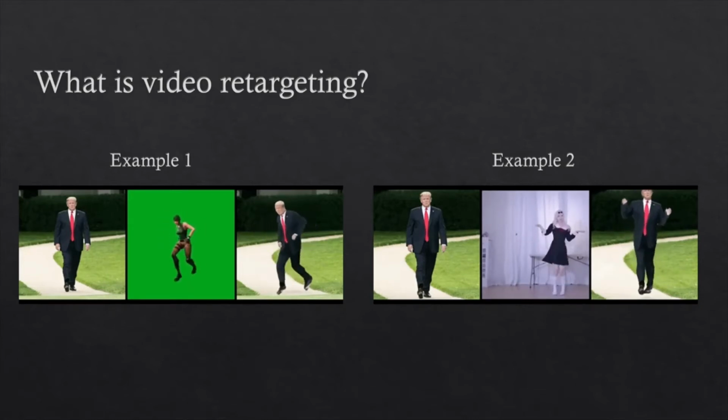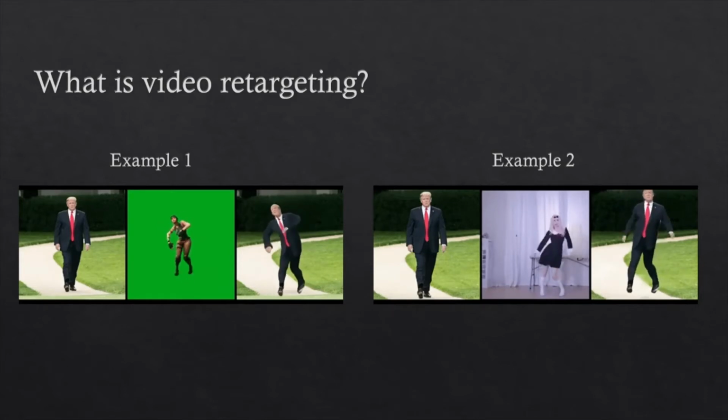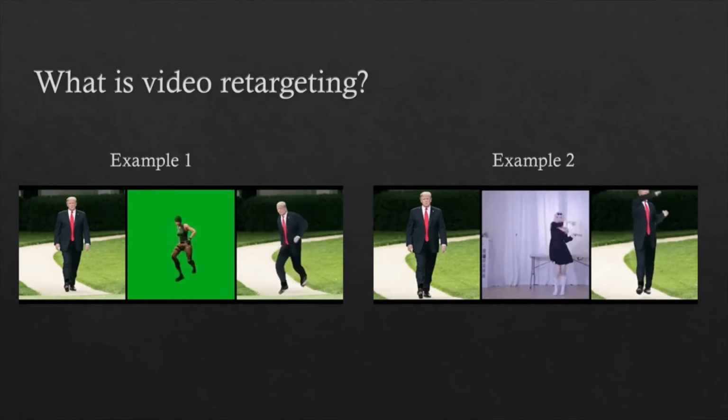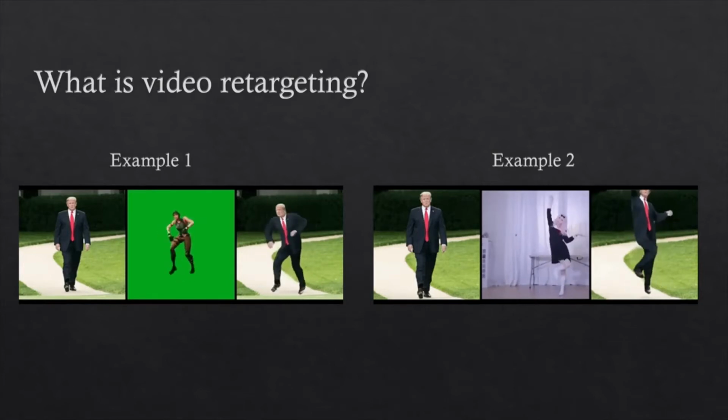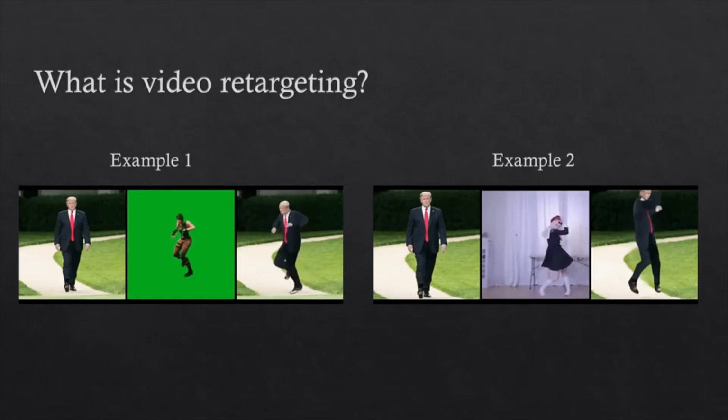On the left, you have a source video of a cartoon character from Fortnite. On the right, you have a source video of an anime dancing character. These two source videos are retargeted onto a picture of Donald Trump where he exhibits the same human dance moves as the source videos.